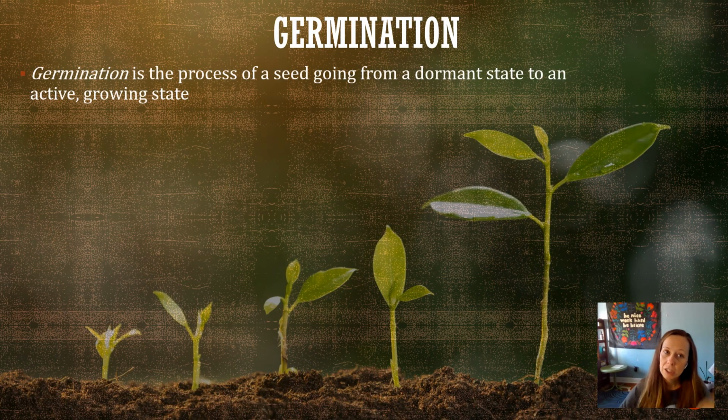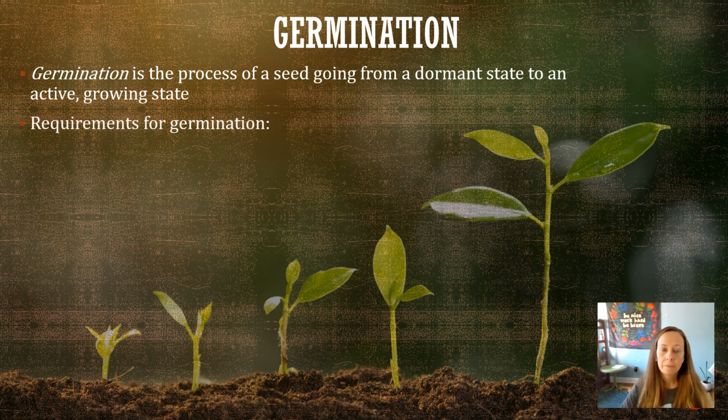Next would be germination. So germination is going to be the process of taking a tiny little seed and making it grow into a plant. Okay, so a seed in itself is dormant until something happens that triggers germination to occur. Germination is when we actually start growing. So there are things that are required for germination to happen.